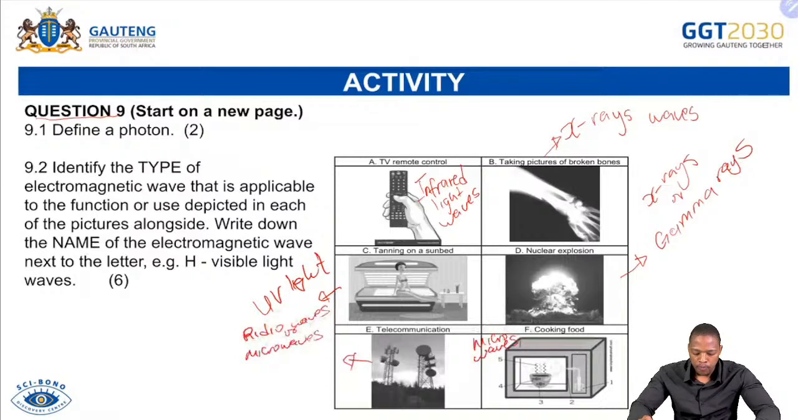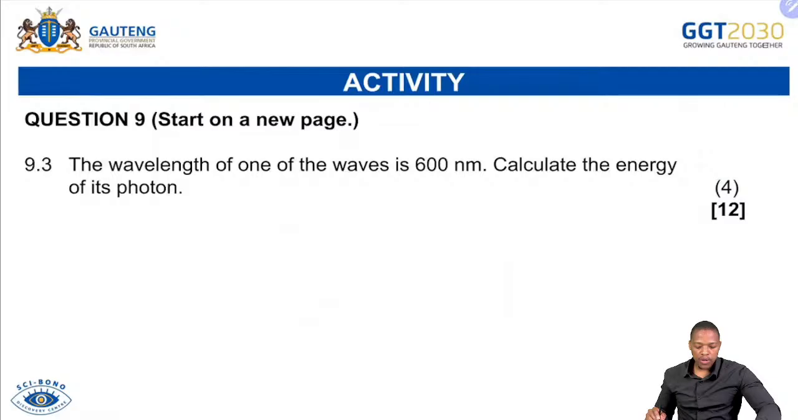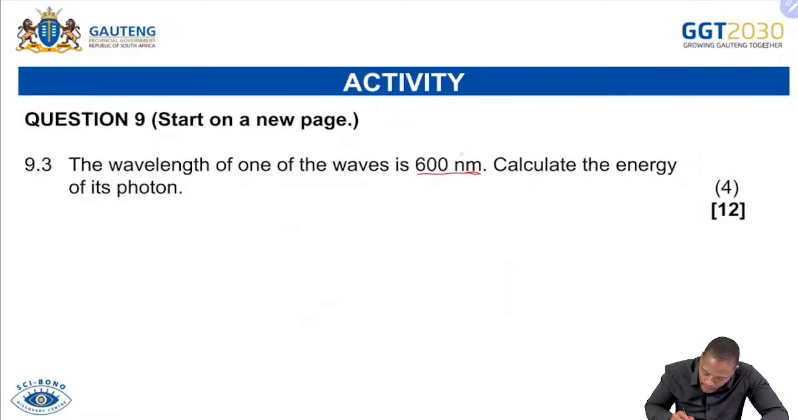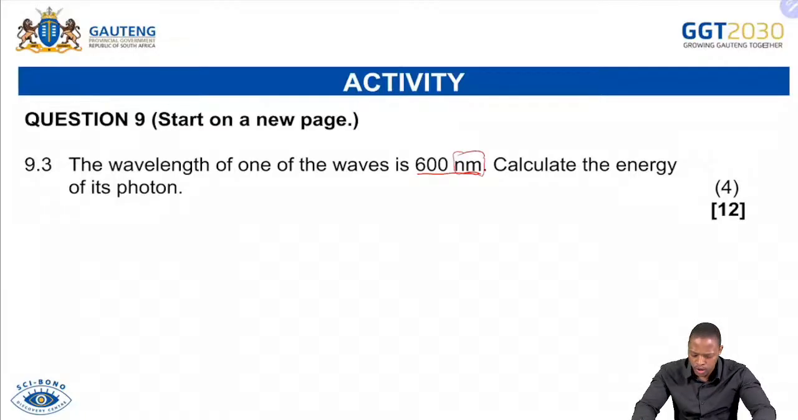Okay, so let's look at the next part of activity 2 there, where they're saying the wavelength of one of the waves is 600 nanometers. Okay, 600 nanometers. Calculate the energy of its photon. They want the energy. NM here, grade 12, stands for nanometers. You'd remember in grade 10, grade 12, that we looked at SI prefixes, right?